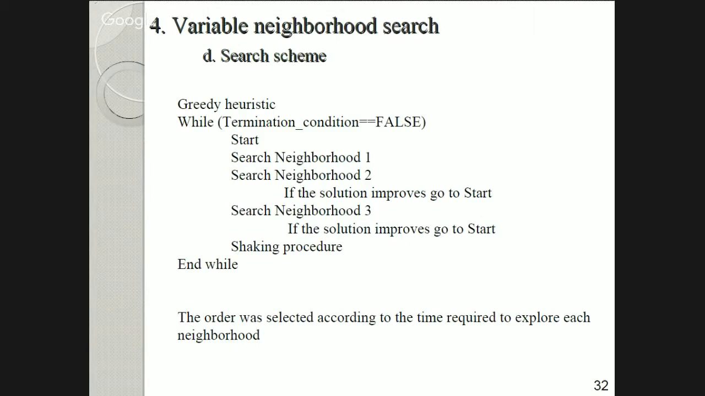And if we get to the end of neighborhood 3 with no improvement on the solution, there's a shaking procedure. This is just, we get a random order of the sets, and we obtain a new solution, and we go back to the beginning.